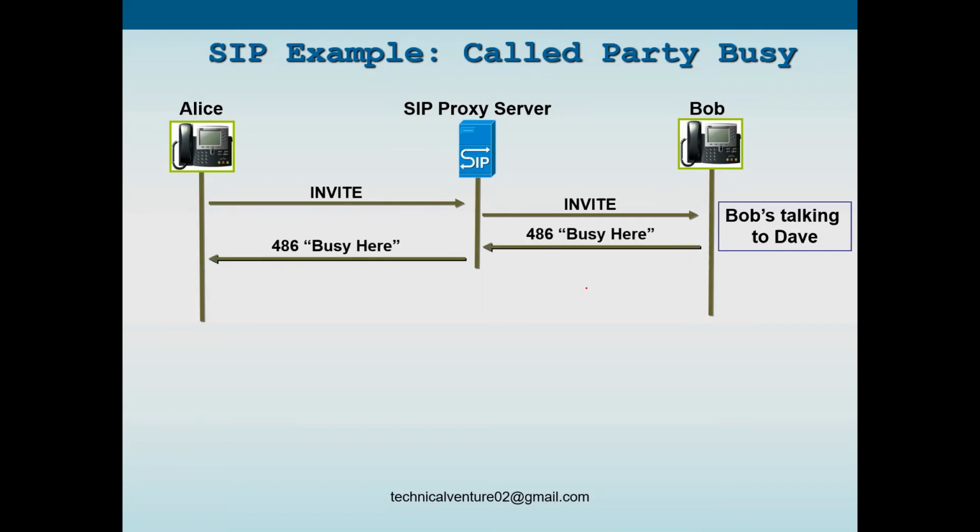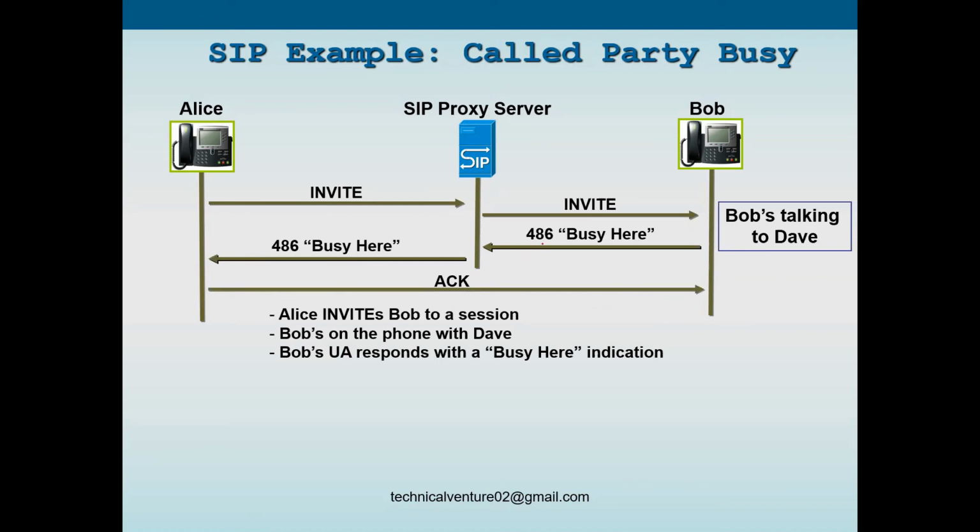Then Bob will send a 486 Busy Here message. Bob is saying, I am already on a call with someone else, so I am busy right now. Bob will send the 486 Busy Here message to the SIP proxy server, and then the SIP proxy server will send it to Alice. It will just send an acknowledgement. Here you can see Alice invites Bob to a session. Bob is on the phone with Dave, and then Bob's user agent responds with a Busy Here indication.